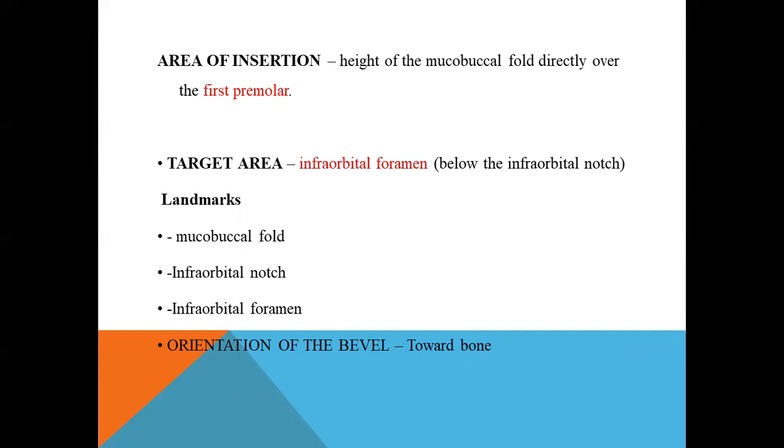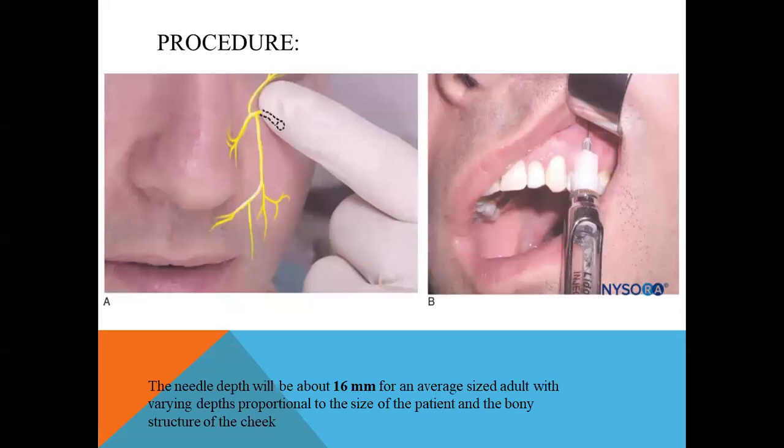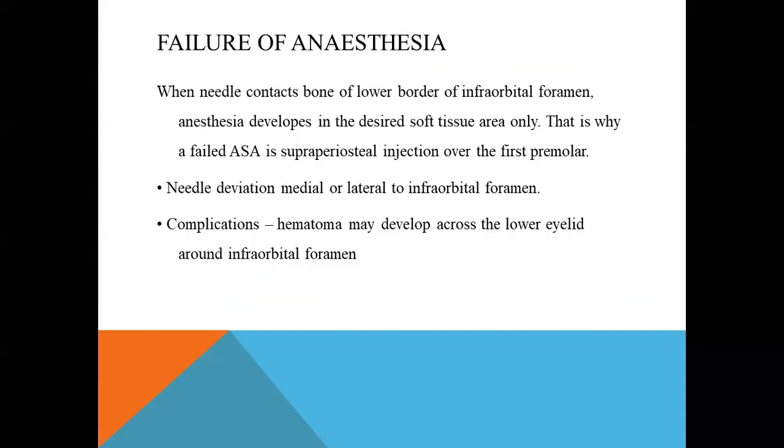So there are two areas, extraoral and intraoral. Extraorally, with the non-dominant hand, you have to palpate the infraorbital foramen. Intraorally, you have to insert the needle along the mucobuccal fold of the maxillary first premolar. Landmarks: the mucobuccal fold, as I told, and extraorally you have to palpate the infraorbital notch and infraorbital foramen, and orient the needle towards the bone. This picture shows that using a non-dominant hand you palpate the infraorbital foramen, and using the dominant hand you insert the needle intraorally towards the bone along the first premolar region. The needle depth will be about 16 mm, as I told in the previous slide.